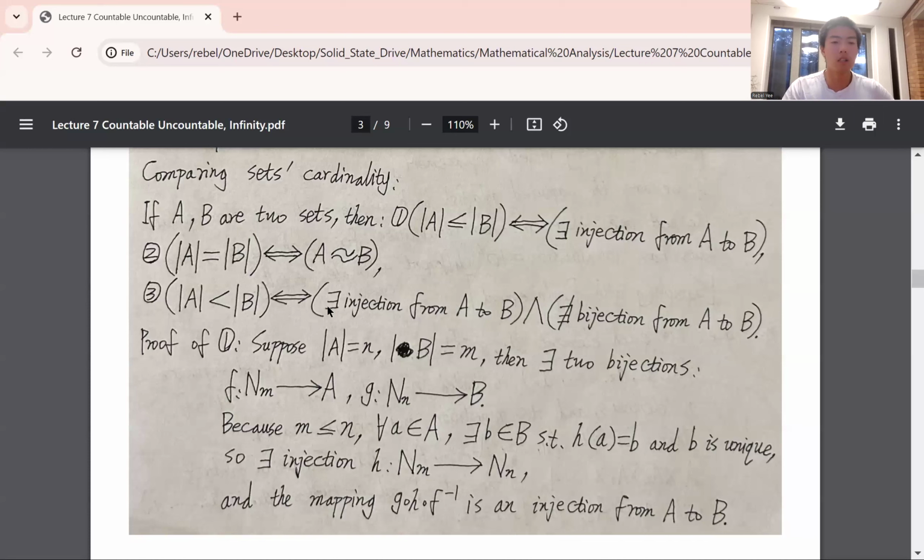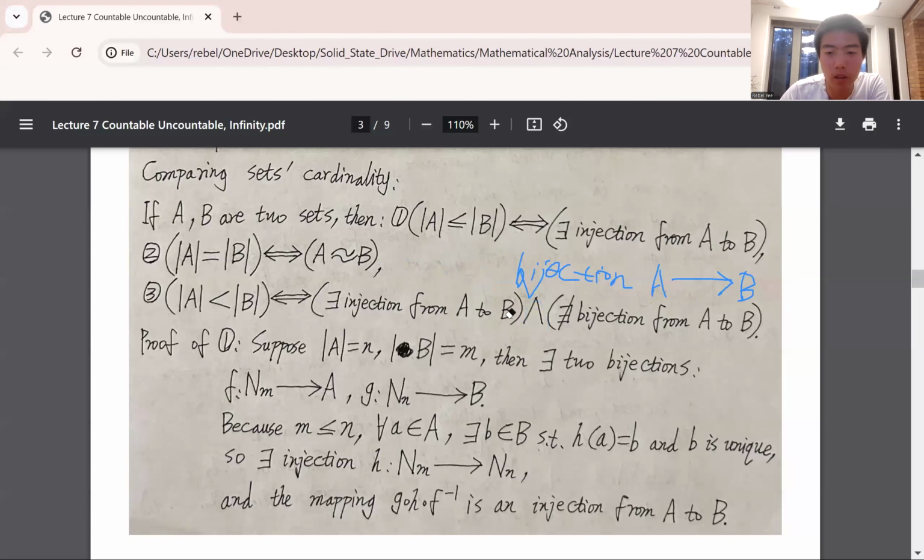In the second statement, maybe we'll say we can find a bijection from A to B. So if we can find a bijection from A to B, we say they are equal. And with only an injection, it's smaller or equal. And only an injection, but we cannot find a bijection, then it's smaller. We prove these two at the same time.